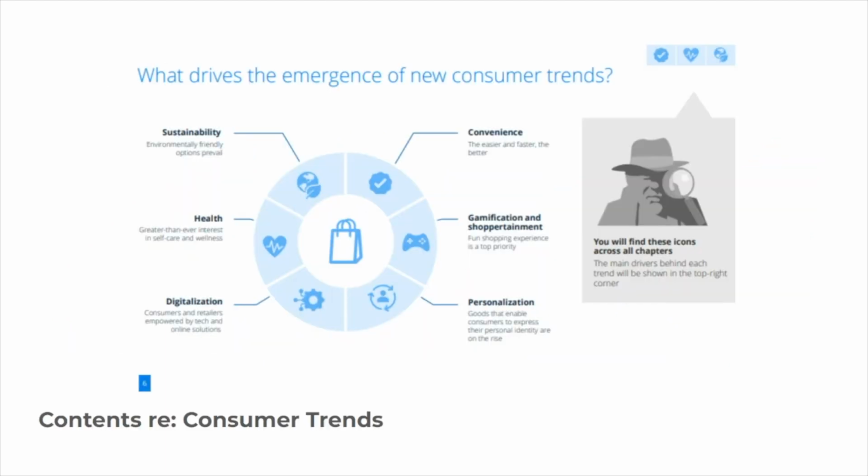And this is just an example from the Statista report on consumer trends. So you can see this is for the Gen Z consumer. So looking at some of the values of Gen Z consumers: sustainability, convenience, I love the shoppertainment, so shopping as an experience, personalization, digitalization, and health. So a lot of interest in self-care and wellness.